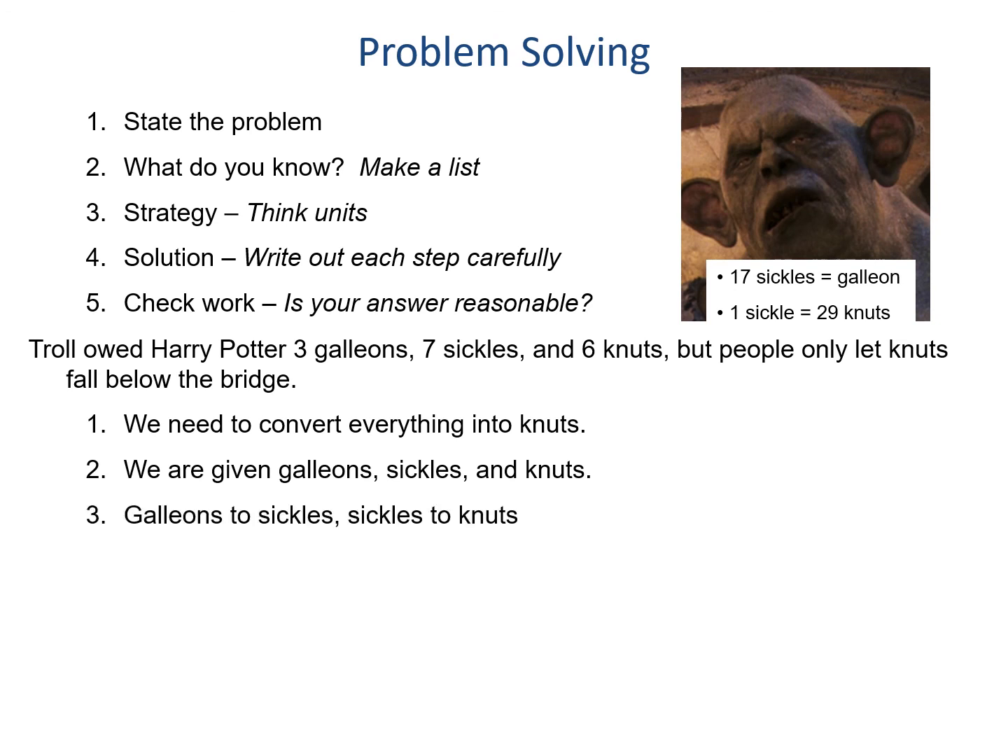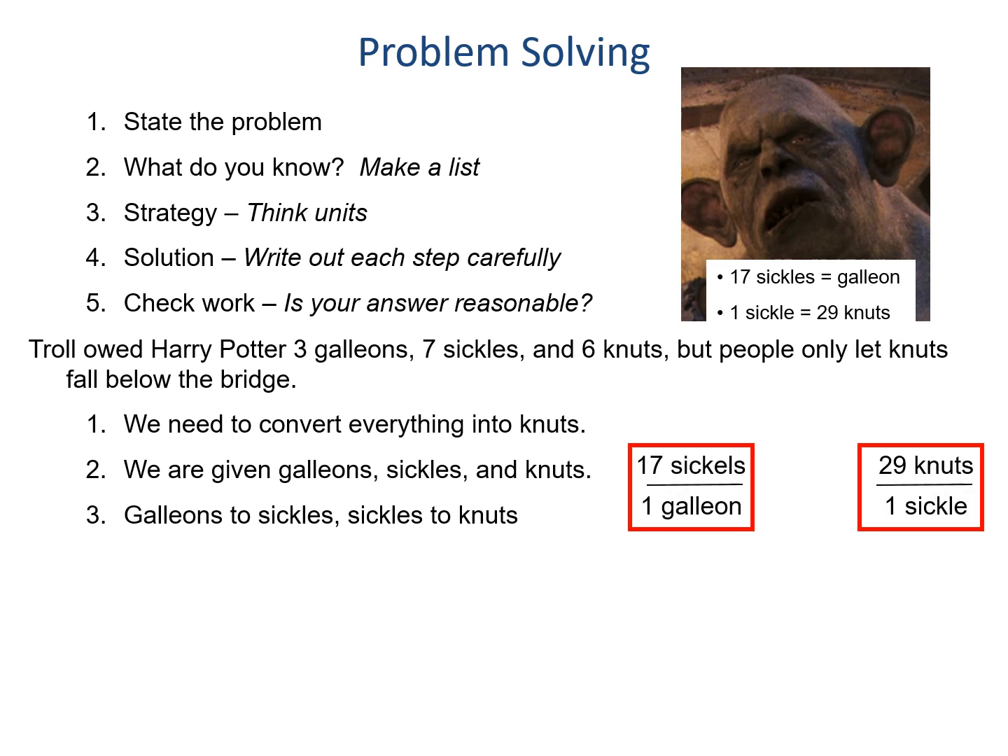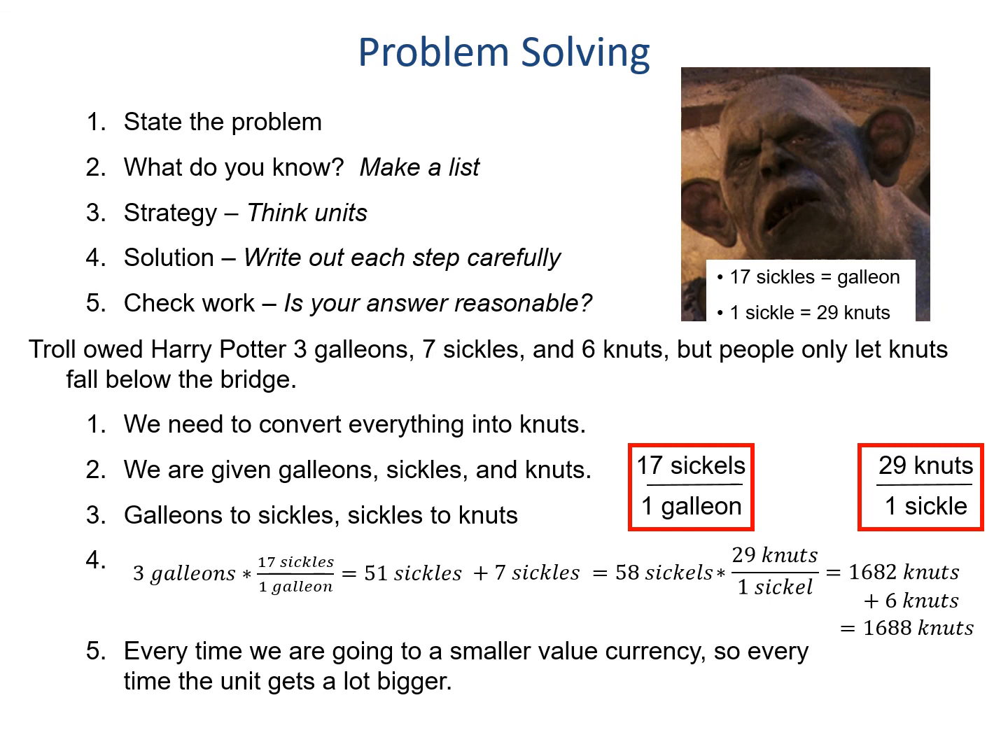Since I will always be converting a more valuable currency to a less valuable currency, each of my conversion factors has the more valuable currency on the bottom with the equal value of currency on top. I start by converting my 3 galleons to sickles. Then I combine all the sickles. And then I convert to nuts and combine with the other nuts for a total of 1,688 nuts. We can see that we're doing the conversion in the right direction since we're moving toward less valuable units and the number is getting higher.